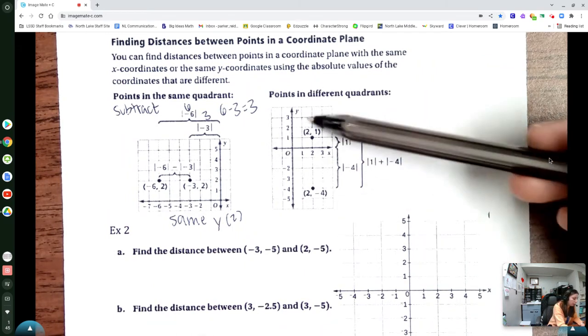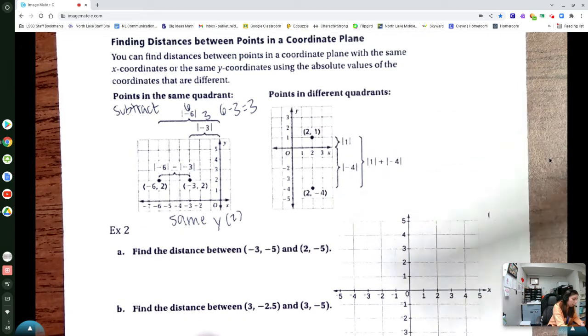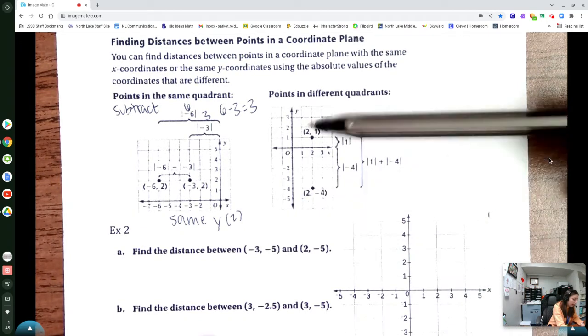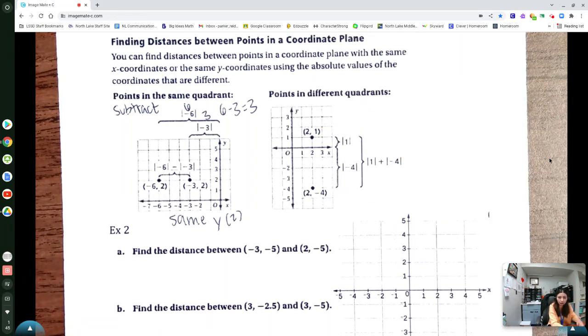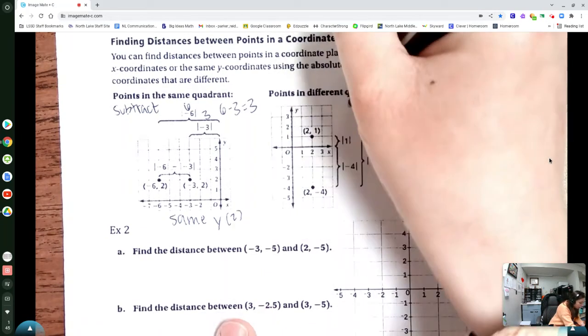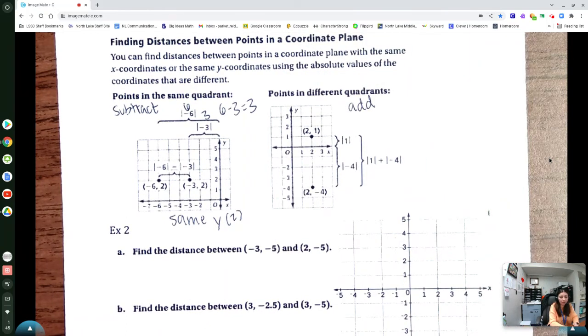These ones are in different quadrants. We have quadrant 1 and quadrant 4. We can see they're in different quadrants because even though they have positive x's, this y is positive and this y is negative, so they're in different quadrants. In this case, we are going to add the absolute values of the coordinate that is different.